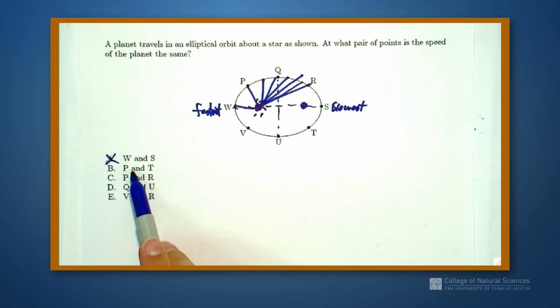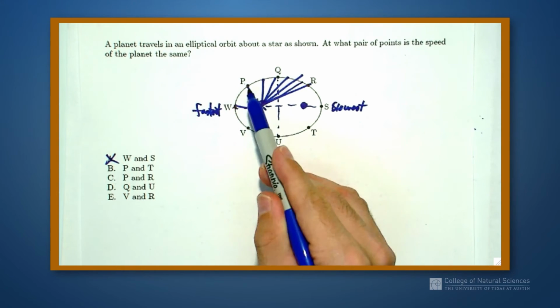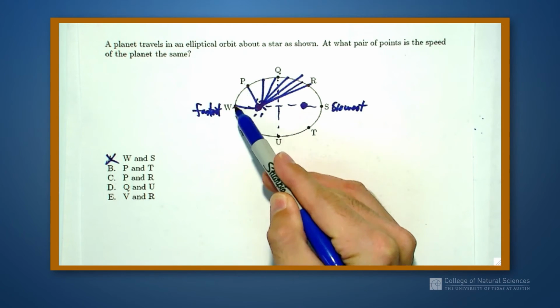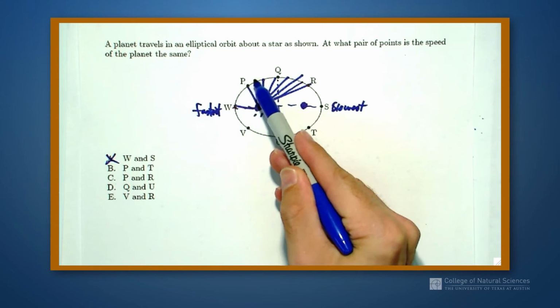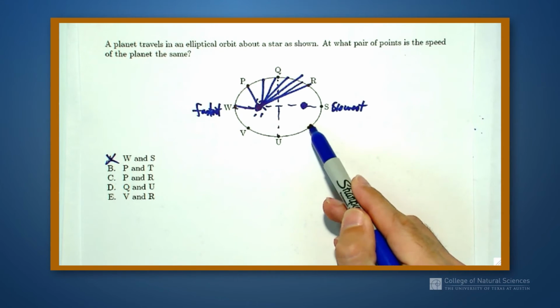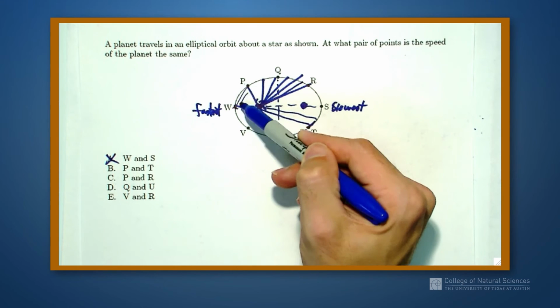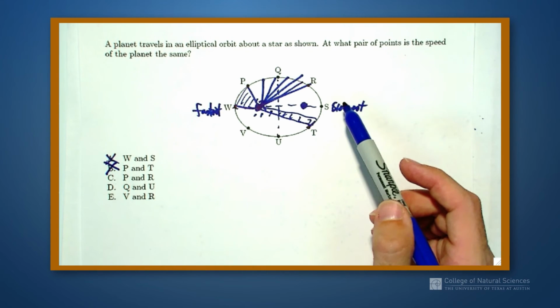All right, I look at P and T. Well, they're opposites of each other, but if I look here, it's really close to the sun over here. This planet is really close to the sun, so it's going to be going really fast to sweep out that area. Over here, this distance is much further away, so it will actually be moving slower to sweep out the same area as it does on the other side. So P and T can't be at the same spot because of equal time in equal area.